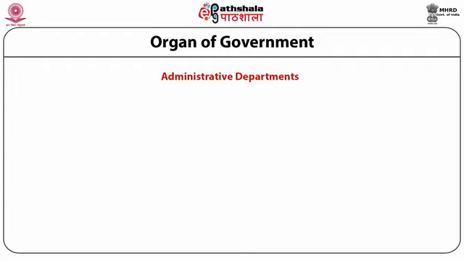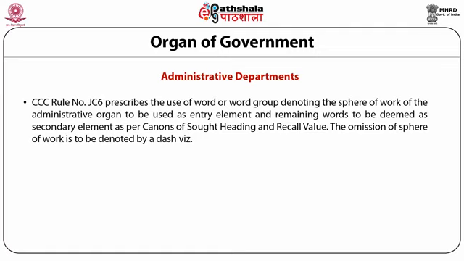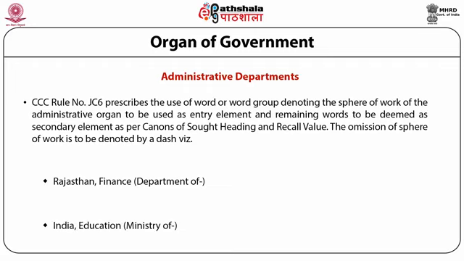Administrative departments of the government. CCC rule number JC6 prescribes the use of the word or word group denoting the sphere of work of the administrative organ to be used as the entry element, and the remaining words to be deemed as secondary element, as per the canon of sought heading and the canon of recall value. The omission of the sphere of work is to be denoted by a dash, for example, Rajasthan, Finance (Department of -); India, Education (Ministry of -).